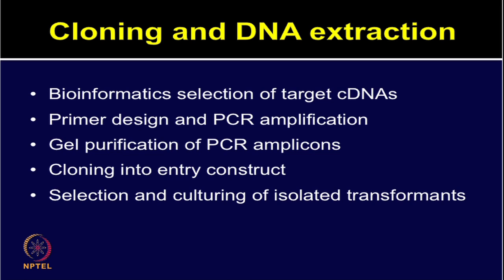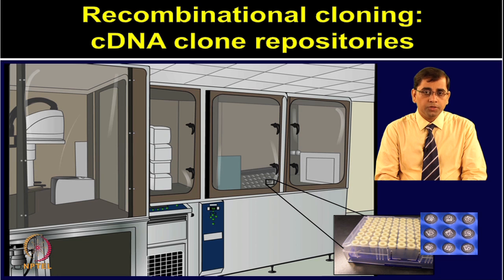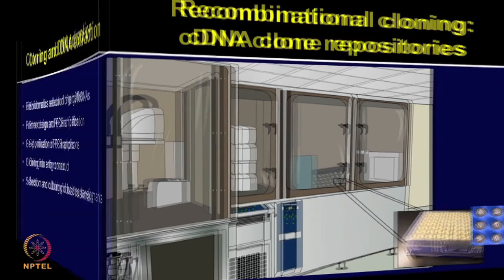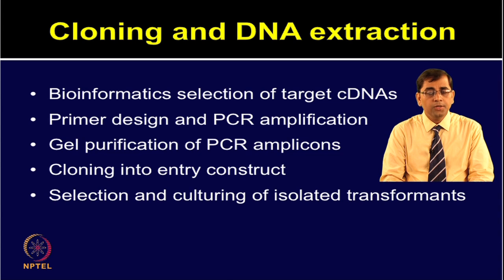Earlier we talked about recombinational cloning. Now, researchers have started creating cDNA repositories using recombinational cloning, which allows for the rapid transfer of DNA fragments from one vector to another in frame and without any mutation. These clones are collected in repositories such as the one at Arizona University, MGC clones, and there are several other commercial repositories as well. Once you have selected the gene of interest, now you need to design the primers and use PCR to amplify those clones.